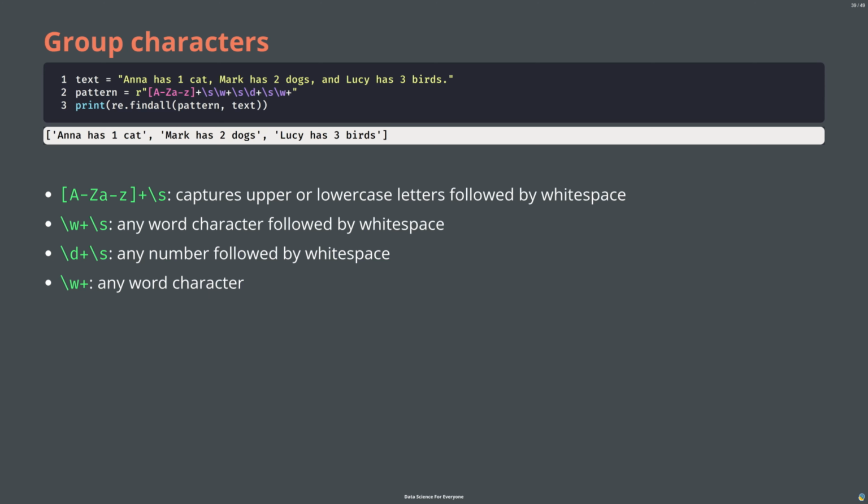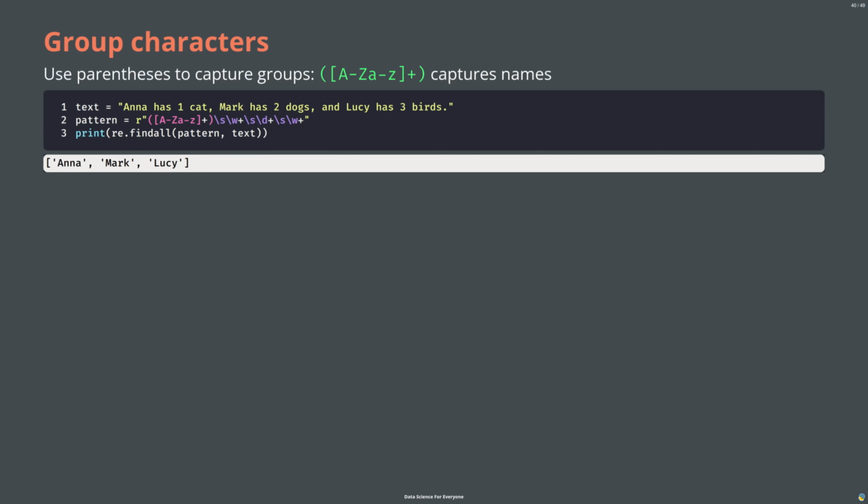Let's fix that. We start by focusing on only capturing the names. We add parentheses around the part of the pattern matching the names to capture them. This lets us extract just those groups, which in this case are names, from the matches. In the updated code, parentheses wrap the name section. When we run it, only the names appear in the results.